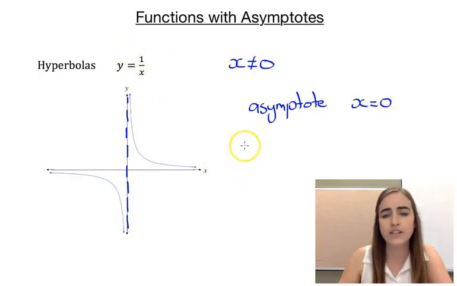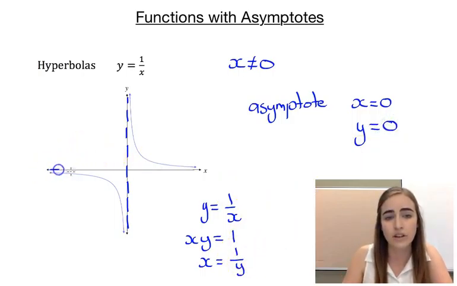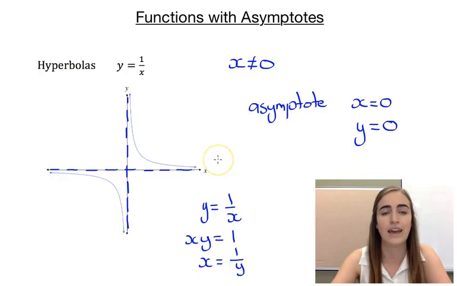Now, if we were to rearrange that equation, so we've got y equals 1 over x, if we wanted to make x the subject of that, we'd have to multiply both sides by x, so we'd have x times y equals 1, and then we'd divide both sides by y, and we'd have x equals 1 over y. So now, using the same sort of logic we did at the start, we can see that we can't ever have y being equal to 0 either. So there's actually going to be a second asymptote this time, and that's going to be at y equals 0. So one of the basic hyperbolas is never going to touch that x-axis either. So it's going to have two asymptotes, one on the y-axis and one on the x-axis.